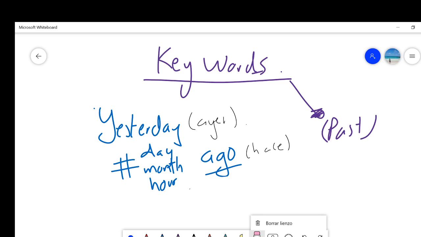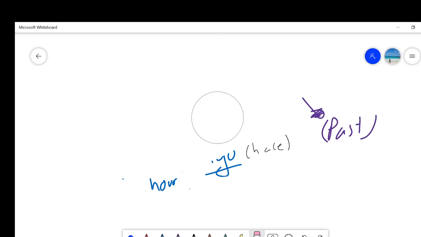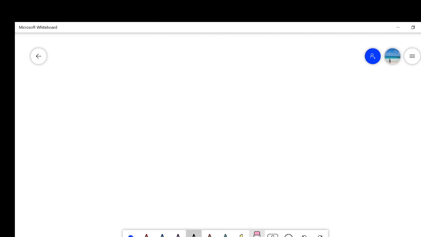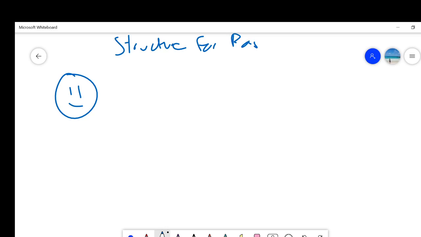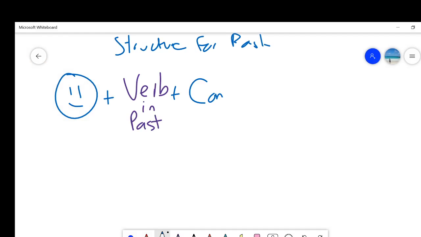Okay, so in this case, let me explain you how is the structure. Déjame le explico cómo es la estructura. It's something very simple. We normally start with our subject, yeah, structure for past. We normally start with the subject, and then after that we are going to have a verb, but in this case the verb is going to be in past. I will explain you what is that. Le voy a explicar cómo es eso. And then after that, pretty much our complement. This one is when the structure or the sentence is in affirmation.